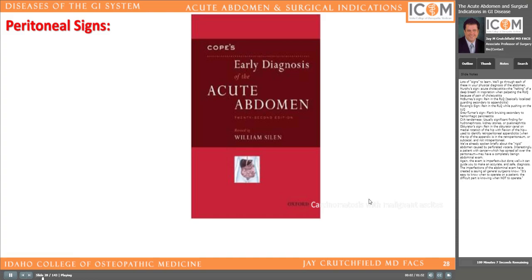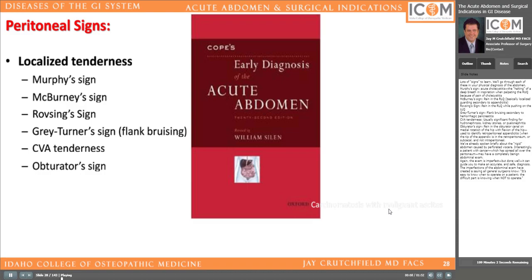Lots of physical exam signs to learn. We'll go through each of these in your physical diagnosis of the abdomen. But let's talk about a few that are listed here. Murphy's sign, usually associated with acute cholecystitis. It's the halting of a deep breath and inspiration when palpating the right upper quadrant because of the pain of underlying cholecystitis. A McBurney sign is basically pain in the right lower quadrant, which is associated with appendicitis. We'll talk about McBurney's point later. Rovsing's sign is pain in the right lower quadrant while gently putting pressure in the left lower quadrant.